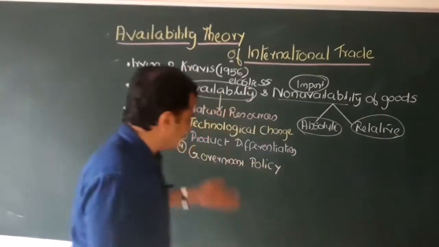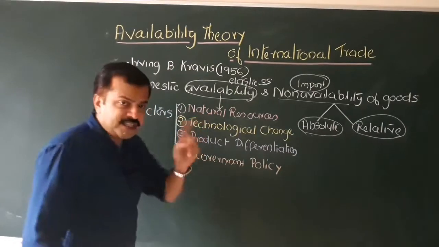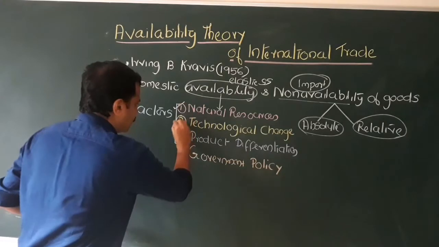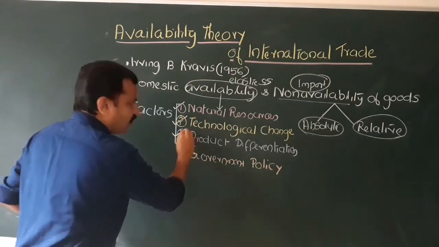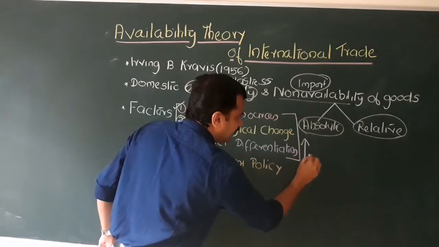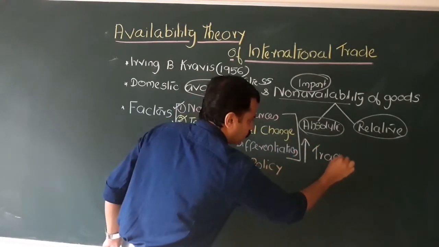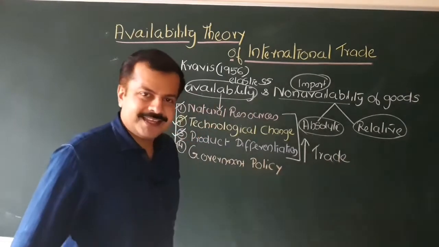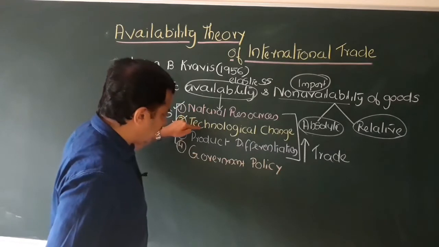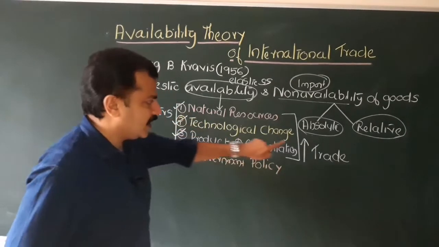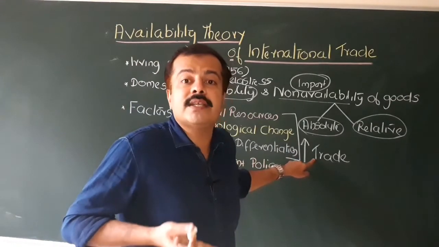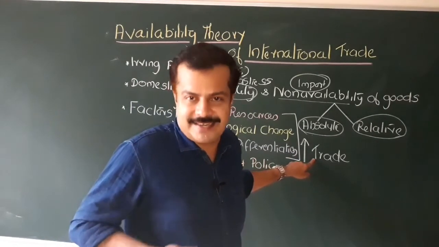Now, one more thing as far as these 4 factors are concerned. The first 3 factors, namely natural resources, technological change and product differentiation, these 3 factors tend to increase international trade according to Kravis. Kravis pointed out that these 3, natural resources, technological change and product differentiation, tend to increase international trade or will have a positive influence on international trade.